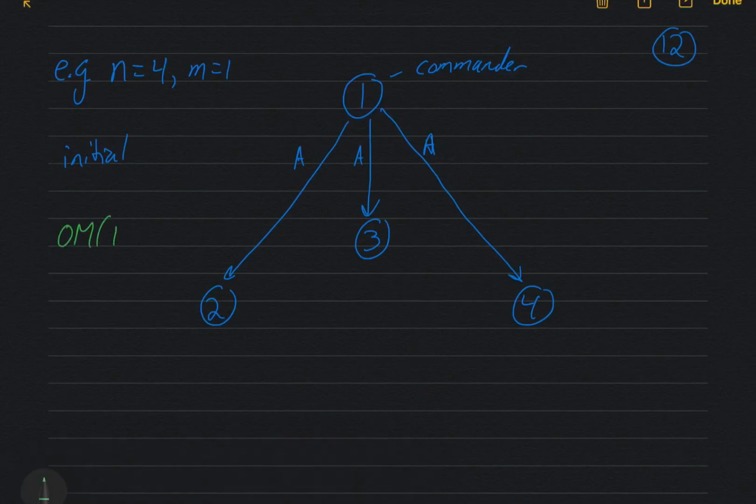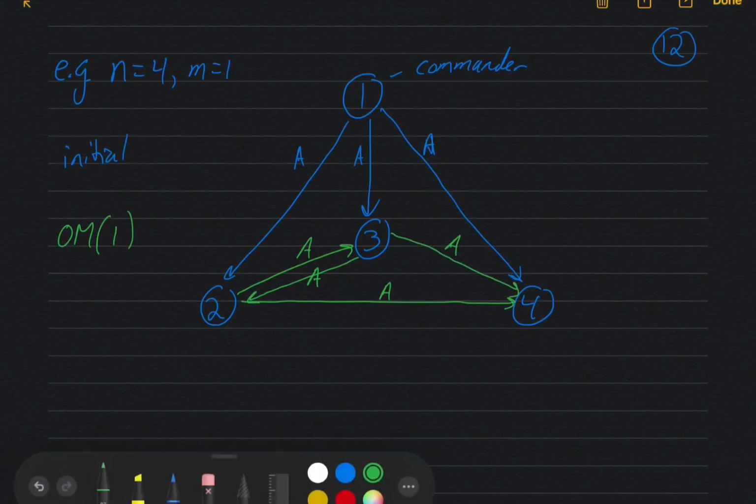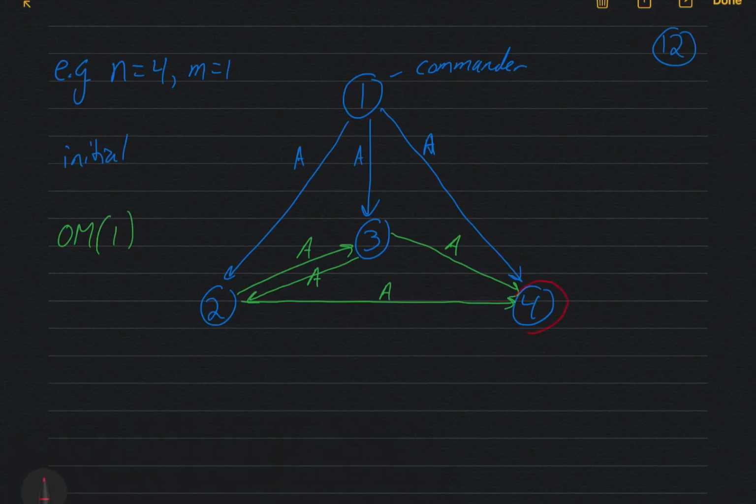So it will start with M is 1, and Lieutenant 2 will act as commander, sending the value it received, attack, to each of the other 2 lieutenants. So it will send attack to 3, it will send attack to 4, and likewise Lieutenant 3 will take its value and send the value attack to 2 and to 4.